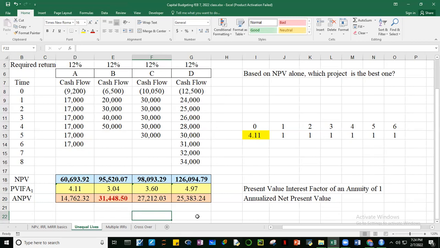All right. Okay, so any questions about this, guys? Yung unequal lives, yung magkakaiba yung lives nila. Okay, is this clear? Paki-chat naman please kung clear. Okay, thank you. Good. Salamat.